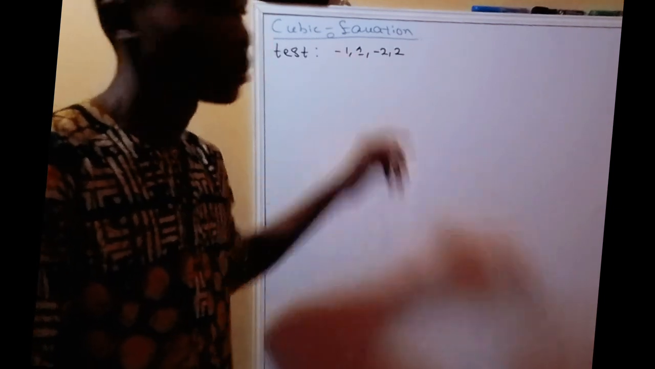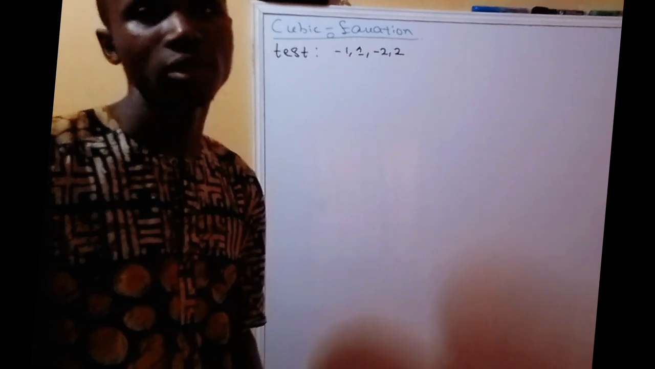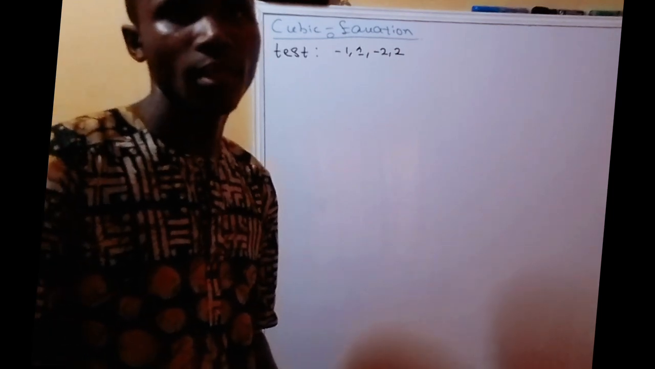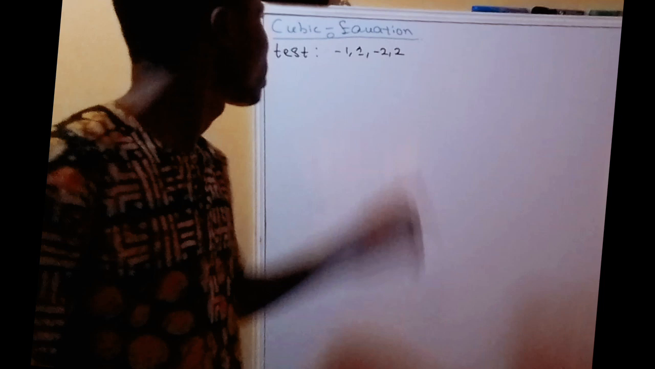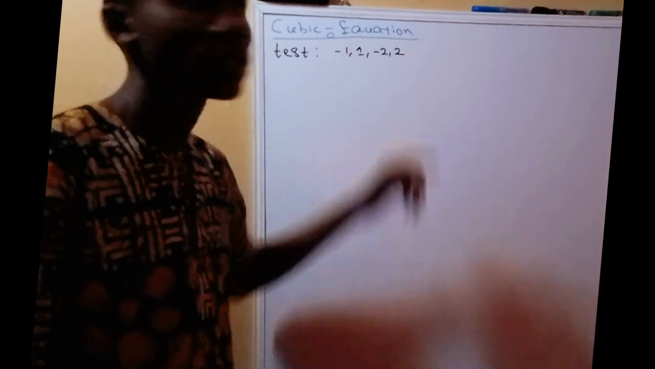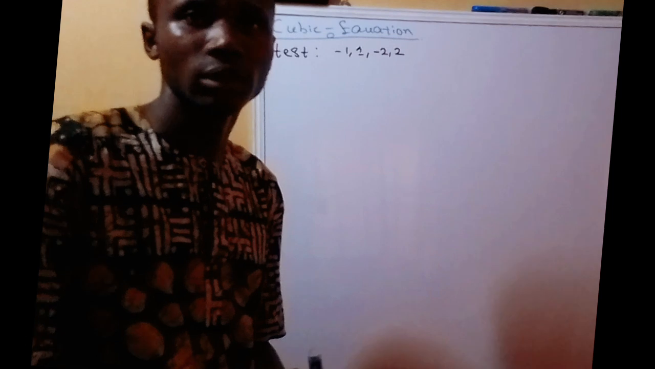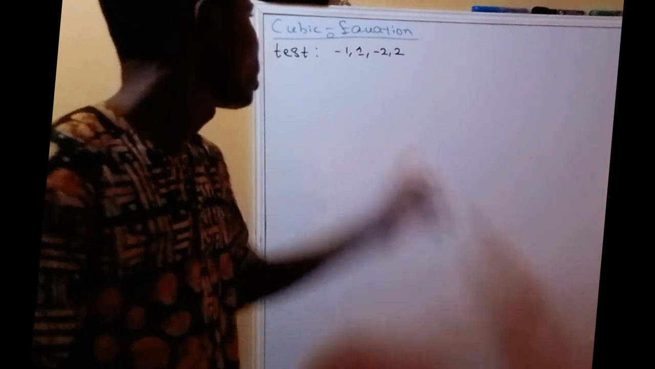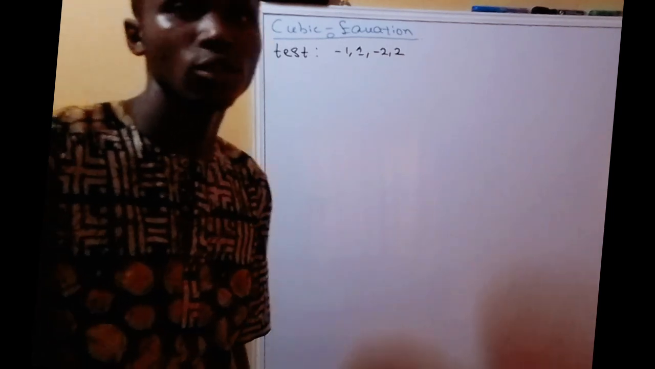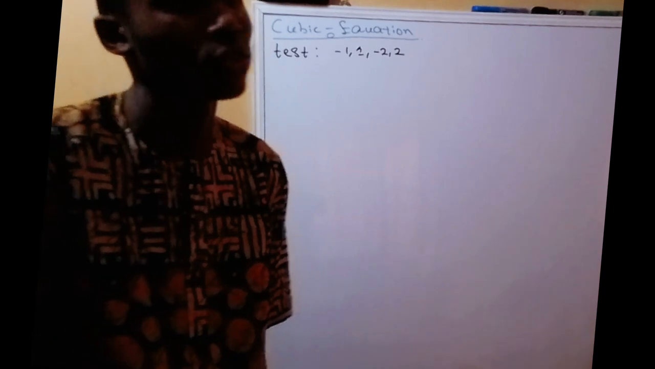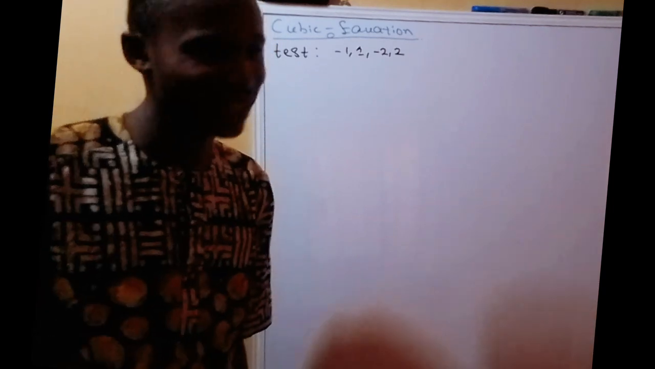And what do I mean? Whenever we insert any of these values into the equation you have been given and it gives us 0, then that value is a true root of that particular equation. Then we reduce it back to a quadratic equation and find the leftover roots.